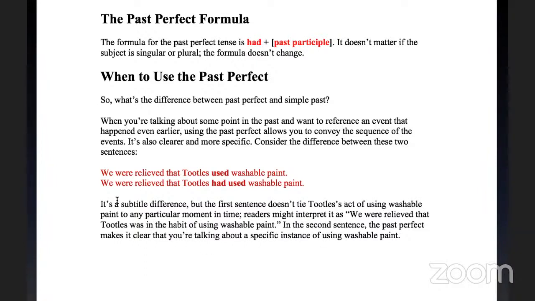So, it's a subtle difference. The first sentence doesn't tie Tuttle's act of using washable paint to any particular moment in time. Readers might interpret it as: we were relieved that Tuttle was in the habit of using washable paint. The second sentence, the past perfect, makes it clear that you're talking about a specific instance of using washable paint.